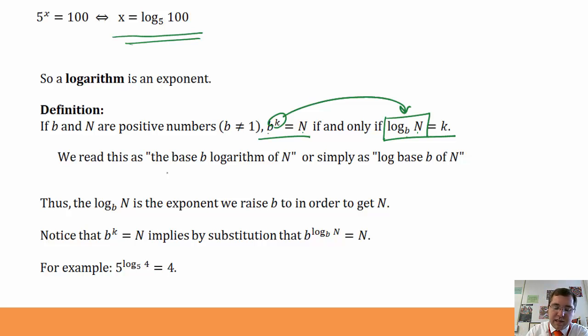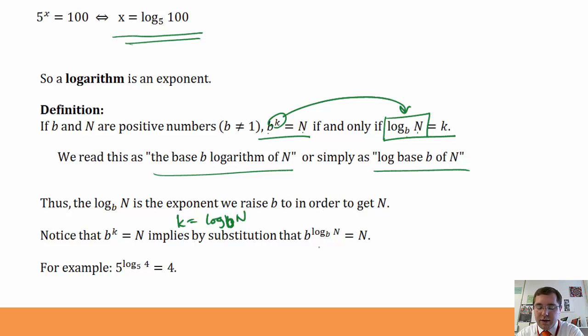So we read this as the base b logarithm of n, or simply, more commonly, as the log base b of n. Thus, the log base b of n is the exponent we raise b to in order to get n. So notice that b to the k power equals n implies, since k is the log base b of n, that by substitution, if I substitute log base b of n for k in my equation, I'll have b to the log base b of n power, so b raised to the power of the log base b of n, and that is just n, because b to the k was equal to n.